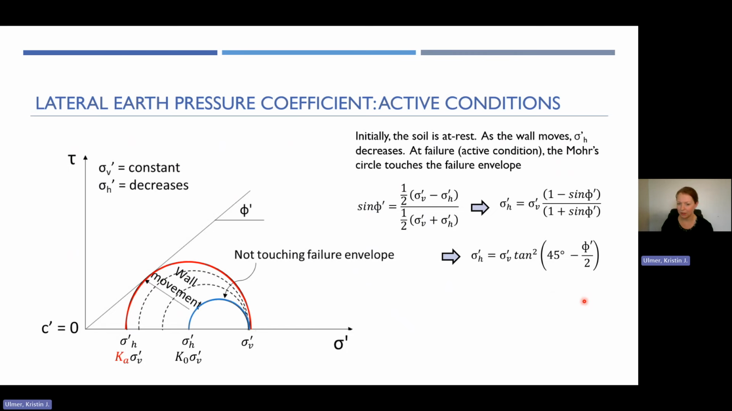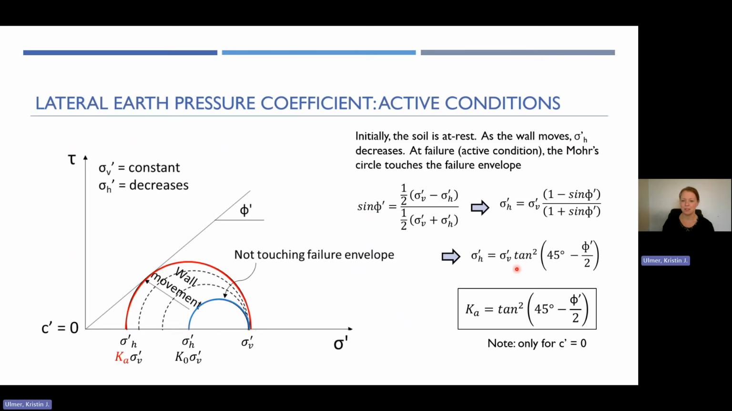And now this is what we were looking for in the first place, right? Our horizontal stress is equal to the vertical stress times some multiplier, which in this case is that tangent squared term. So we can just replace this tangent squared term with our Ka, our active lateral earth pressure coefficient. And that's what we get. And this is the equation I showed in the previous slide.